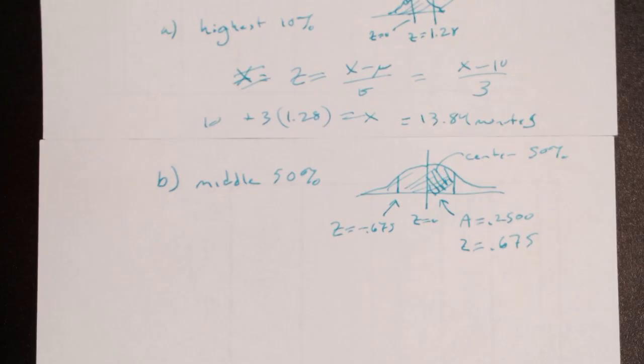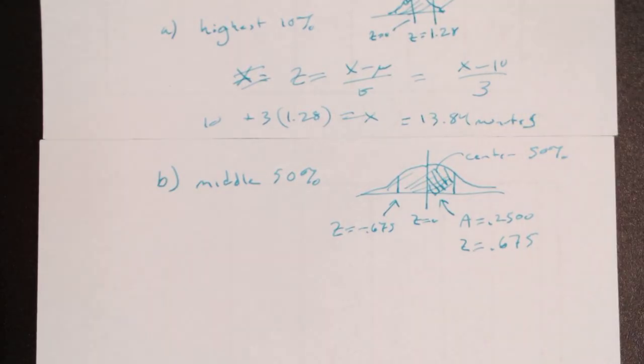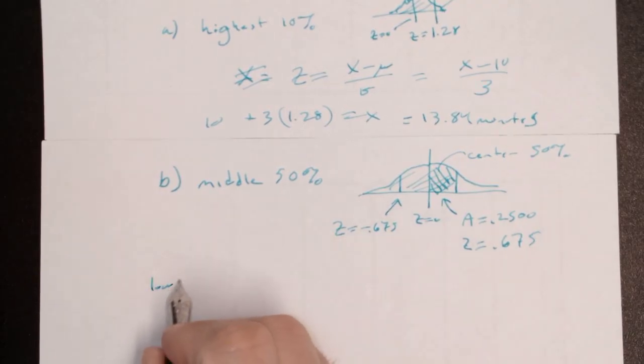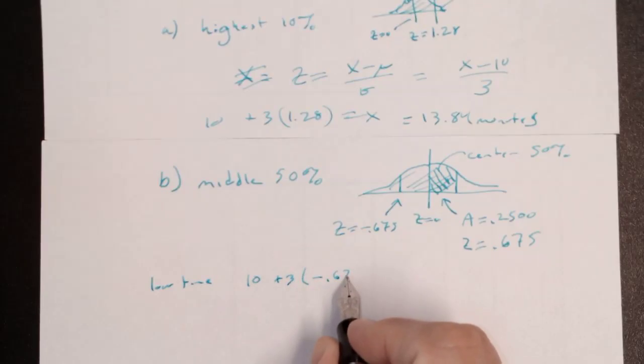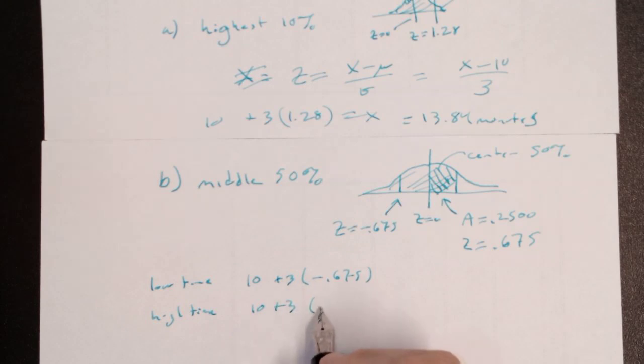But again, I wasn't asked for z-scores. I was asked for times. I've got to go through this again twice. The low time is 10 plus 3 times negative 0.675, and the high time is 10 plus 3 times positive 0.675.